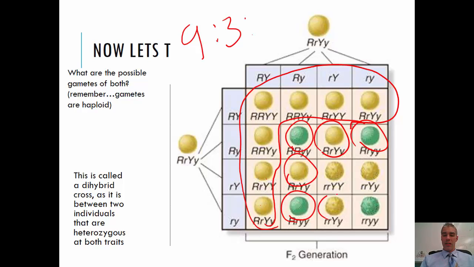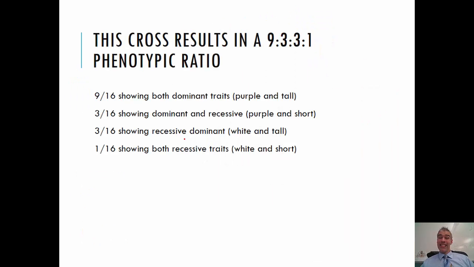How about the other way? Okay, this is dominant for color, but recessive for like the shape of the seeds, which are wrinkly. So we have 3 of those, and we only have 1 that shows recessive recessive. All right, so as I said, this results in a 9 to 3 to 3 to 1 phenotypic ratio.